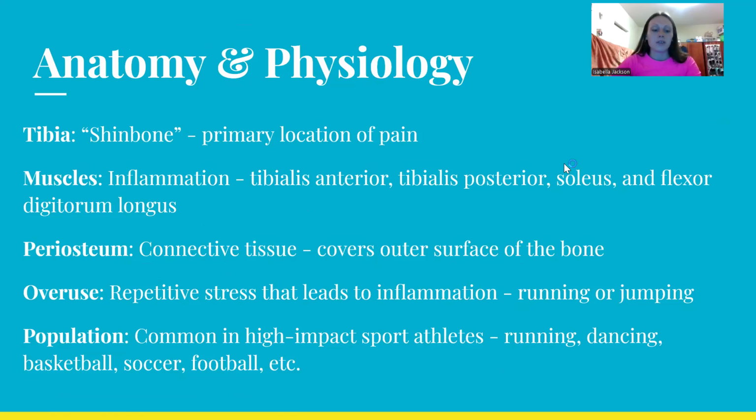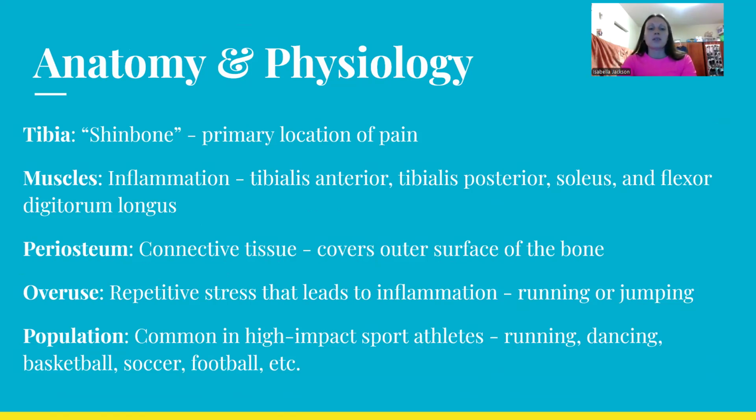So the anatomy and physiology. The tibia, which is the shin bone, is the primary location of pain. The muscles are inflamed, such as the tibialis anterior, tibialis posterior, soleus, and flexor digitorum longus. So these are common muscles that are inflamed along the shin bone.